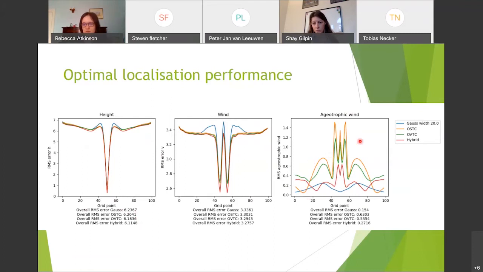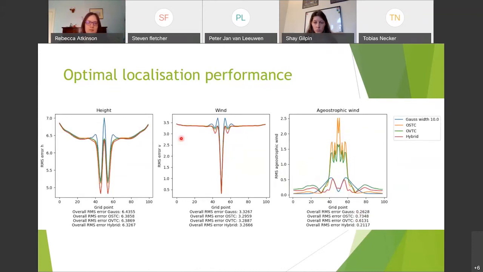Finally, when considering the adiabatic wind introduced, the initial states were all perfectly balanced. So all of the adiabatic winds, those results can be thought of as being due to the localization process. And it can be seen that the OSTC and OVTC are introducing significantly more balance than the Gaussian. The hybrid introduces less balance than the other optimal localizations, but in this case, still more imbalanced than the Gaussian.